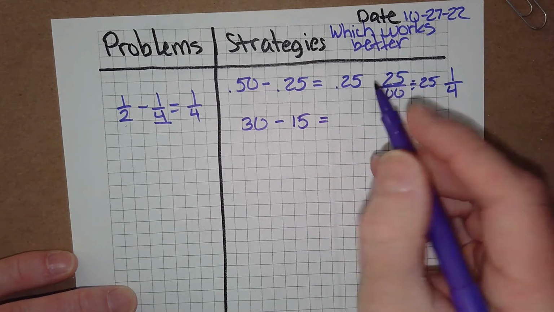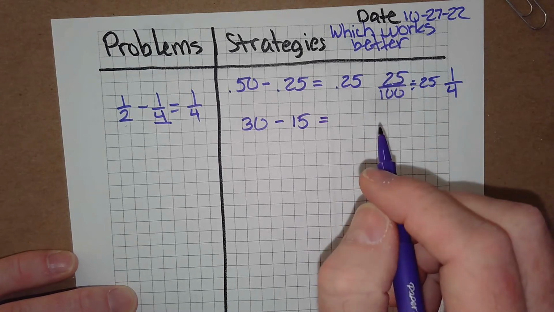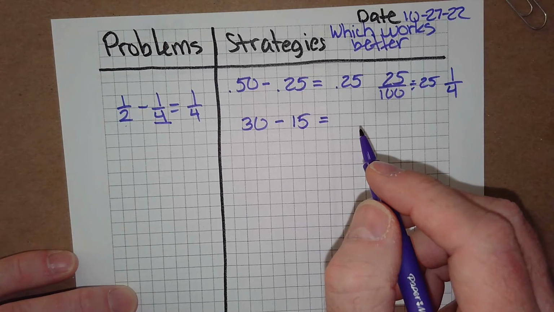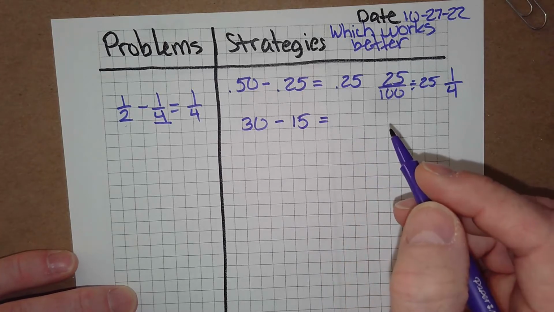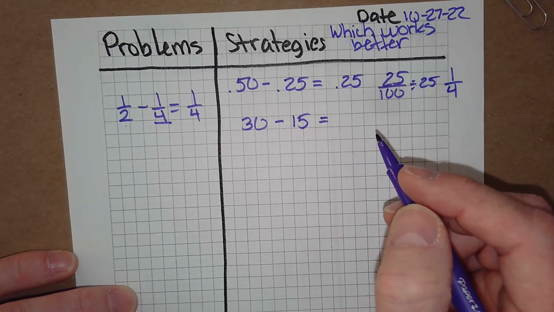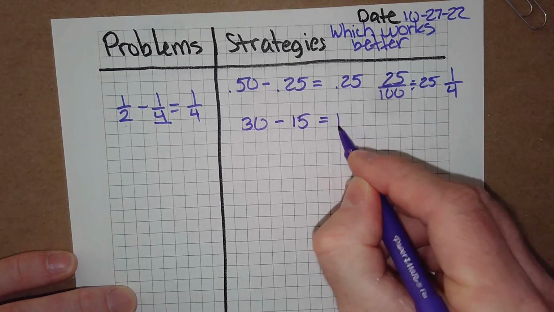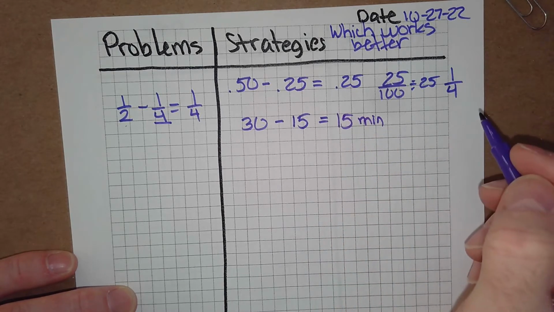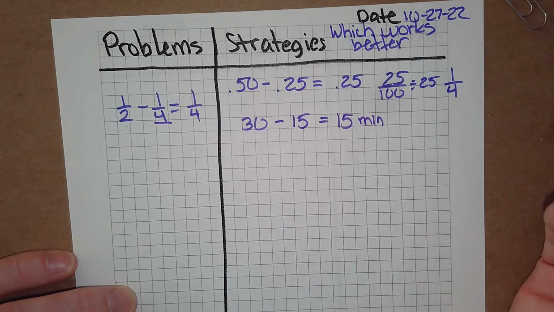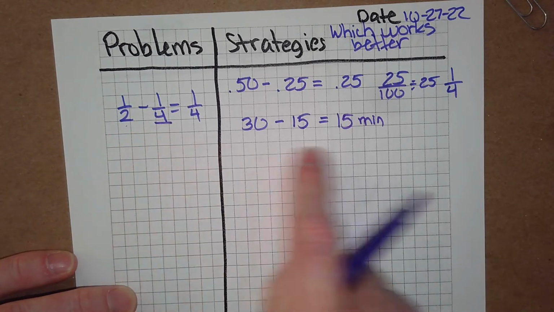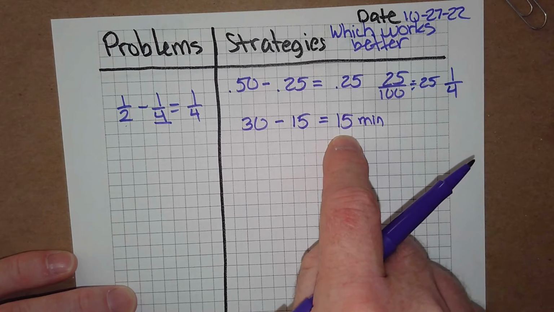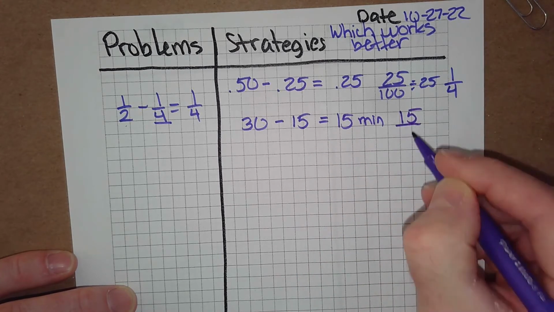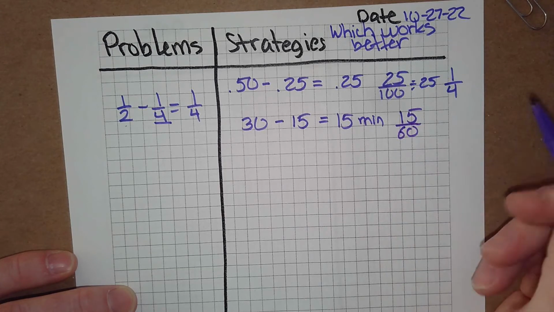If we take 15 minutes from 30 minutes, we've got how many minutes? 15 minutes. Very good. And then we have to change that to what? We've got to change it to a fraction, because 1/2 minus a fourth isn't 15, is it? That makes no sense. So what do we write that as a fraction? 15 over 60. And then we reduce.